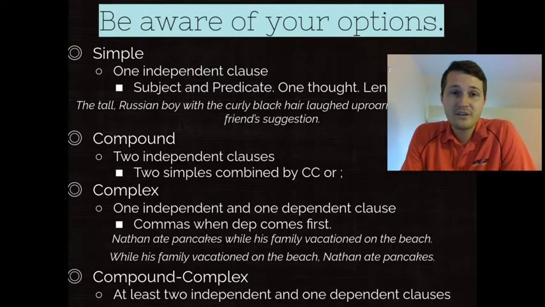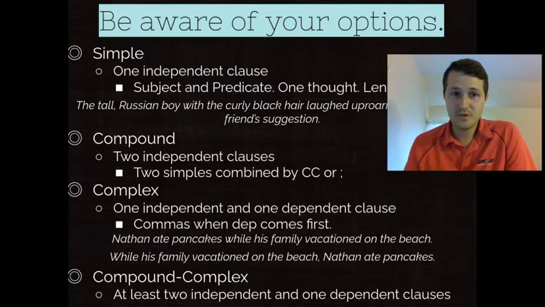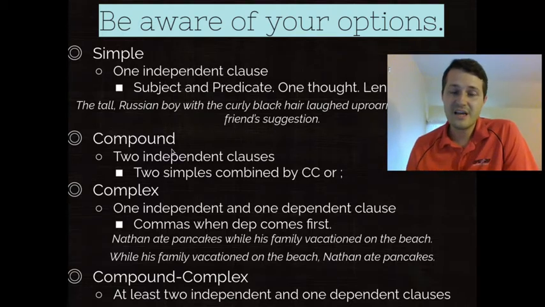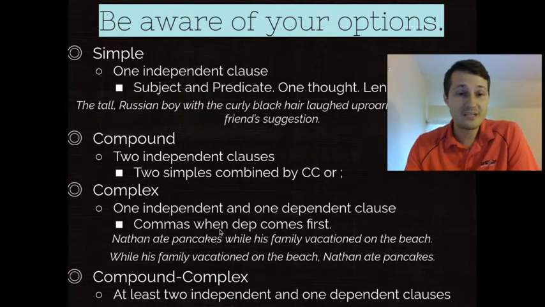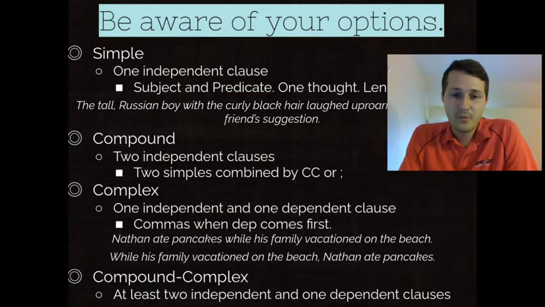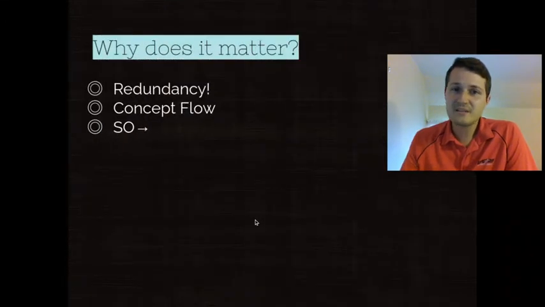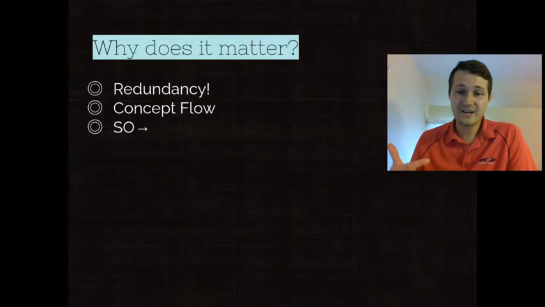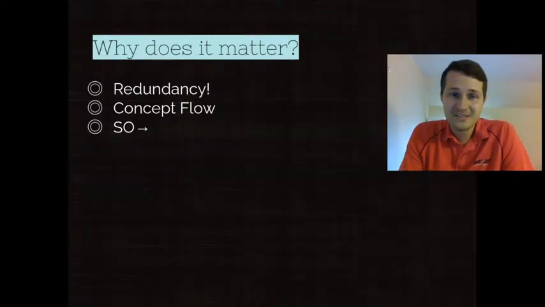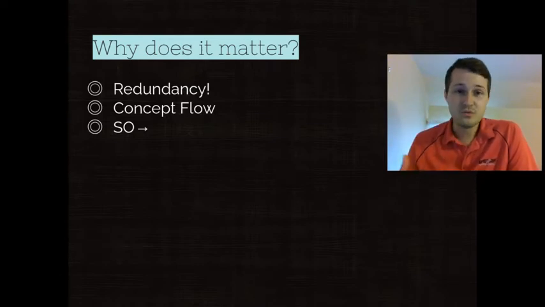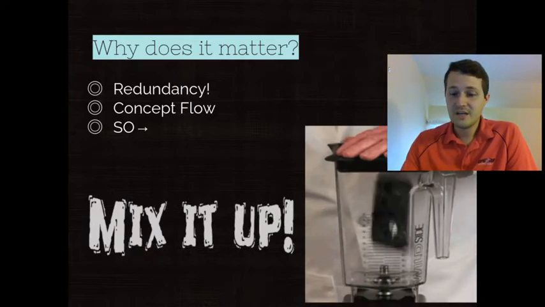Then compound complex is any combination of those where you have at least two independent clauses. So you have to have at least a compound sentence and at least one dependent clause, so at least a complex sentence. That would be a sentence that is inevitably going to be a little bit longer. So some things to think about before you practice this. Be careful. Just like it is redundant to say the same things over and over again, it is also redundant to use the same types of sentences over and over again. So you want to mix it up. You want to use variety.